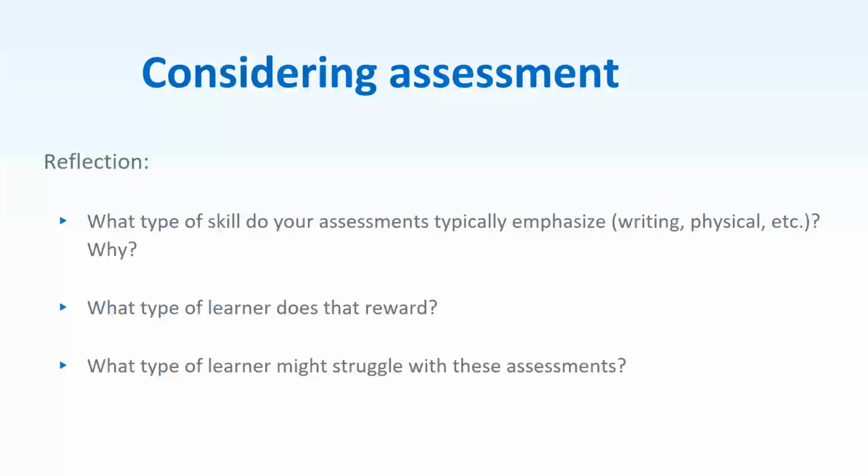And so really thinking about the why can help to highlight when how we've set up our assessments is the kind of thing that is going to work really well for showing outcomes in the course, or perhaps in some of those instances where maybe we've defaulted to one particular type of assessment rather than another. And out of that, there are 2 really important questions. The first one is, what type of learner does that reward? And the second one is, what type of learner might struggle with these assessments?